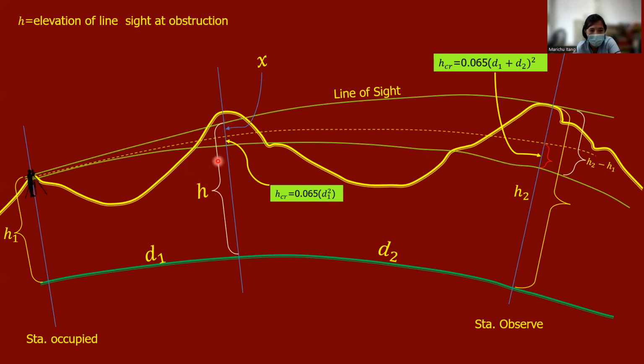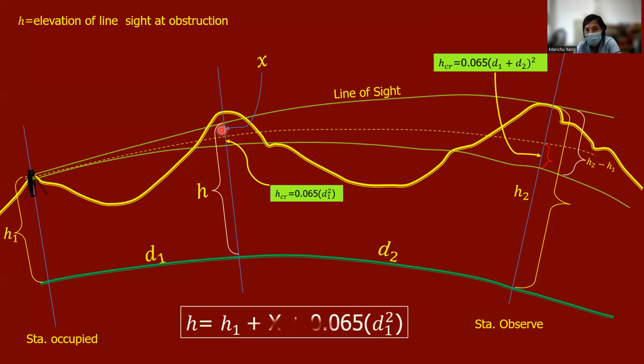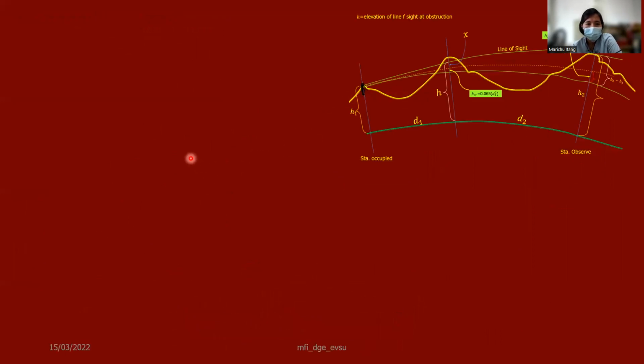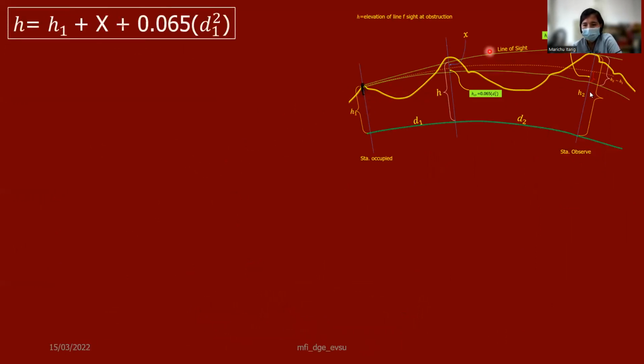So H now is equivalent to H1 plus this small correction, curvature and refraction correction, which is 0.065 D1 squared, plus this value of x. Then we can determine the value of the H, which is the elevation of the line of sight at obstruction. So there's no problem with this equation, but we don't know the value of x, right? So our goal next is to determine the value of our x. Okay, so take a look at this illustration.